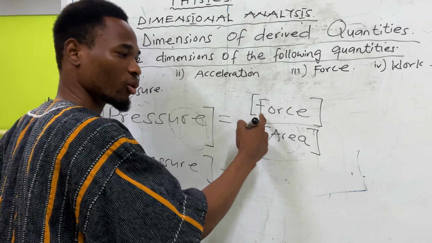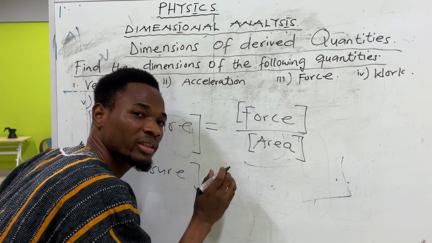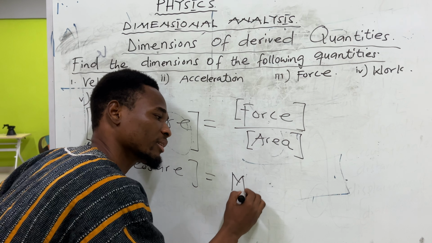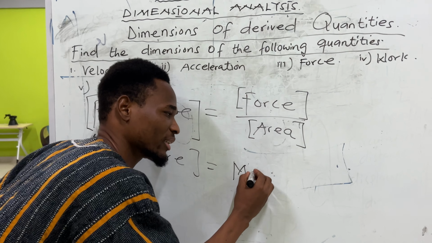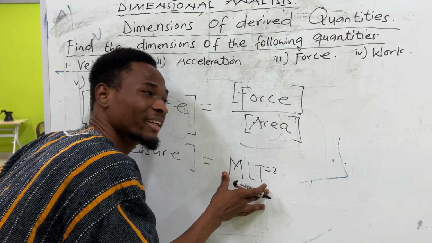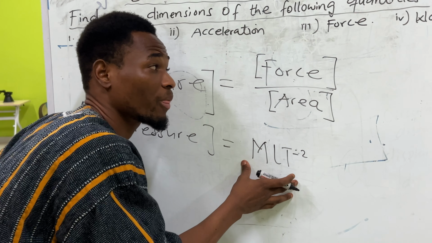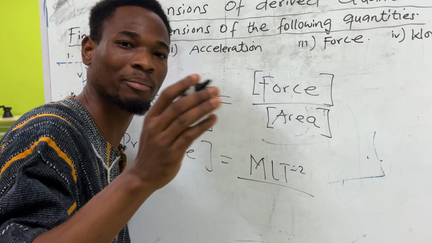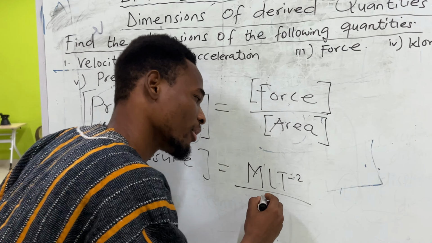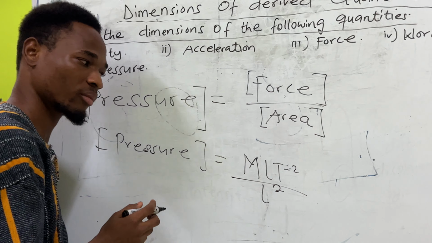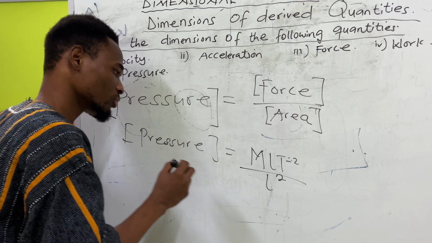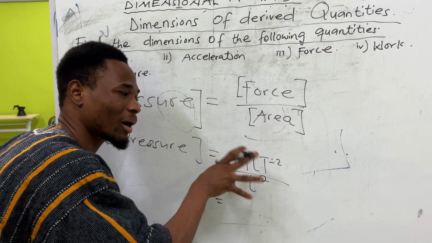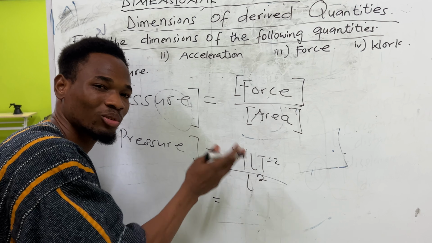What is the dimension for force? Remember, force is mass times acceleration. You know that acceleration is LT to the power negative 2. This is the dimension for force, over the dimension for area. Area is length times breadth, so L times L, so L squared. Are you okay?